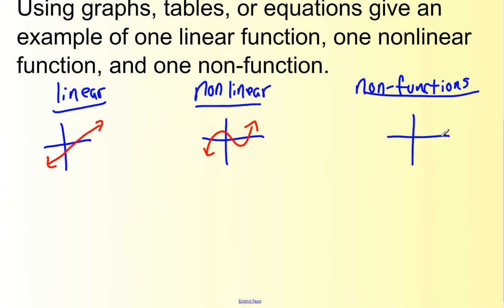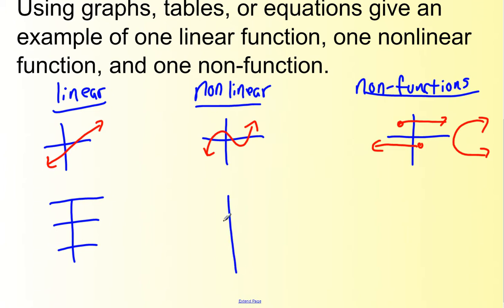And a non-function would be something that does not pass the vertical line test. So you could have something like this. You could have something like this. These are both examples of nonlinear. Okay, so that's using graphs. Tables. A linear function would be something that has a constant rate. A nonlinear function would be something that does not have a constant rate.